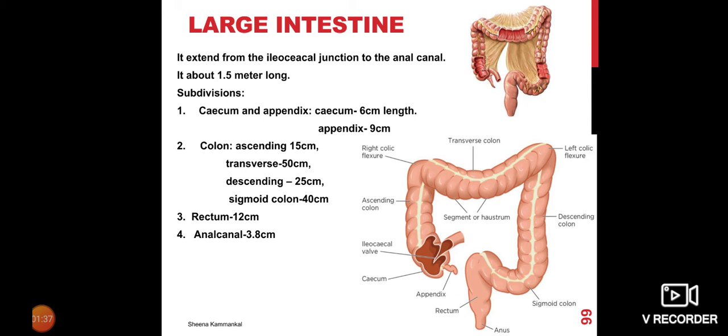The different parts of the large intestine measure 15 centimeters for the ascending colon, the transverse colon has 50 centimeters, the descending has 25 centimeters, and the sigmoid has 40 centimeters. So the transverse colon is the longest part of the large intestine. The rectum is just 12 centimeters and the anal canal is 3.8 centimeters.